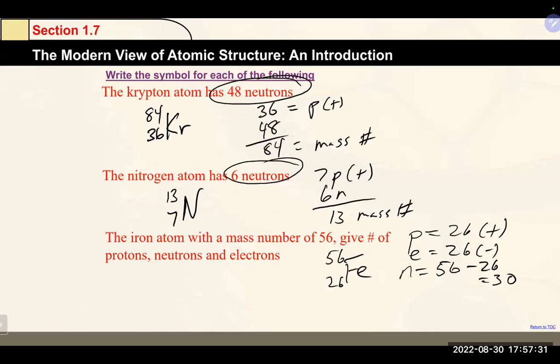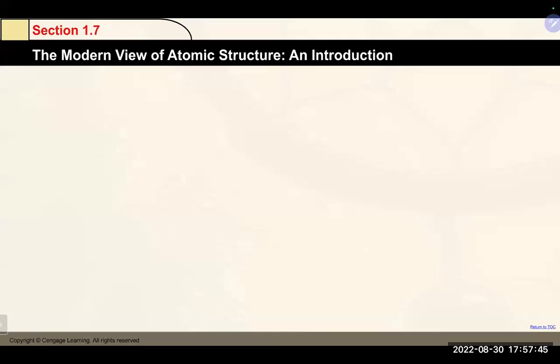Any questions on any of those there? Questions on how to find protons, electrons, neutrons, mass number, atomic number? All right, so none of these had charges, but let's talk about what would happen if we did have something with charges. Things with charges are known as ions.